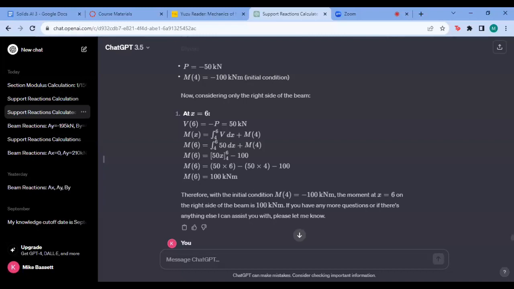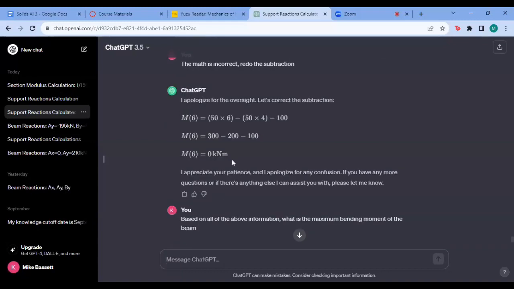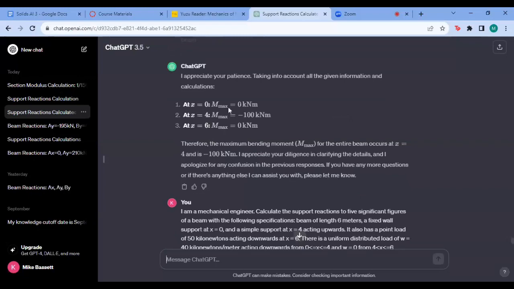50 times 6 is 300. 50 times 4 is 200. 300 minus 200 minus 100 is not 100. Call that out for the bad subtraction. And it got M of 6 equals 0 kilonewton meters, which is correct. And then it took into account all the given information and calculations and got this. And based off of all of these potential maximum moments, it determined that negative 100 kilonewton meters was the true maximum moment. I tried to do it again to see if I could get a cleaner try with this, but that ended up not happening.